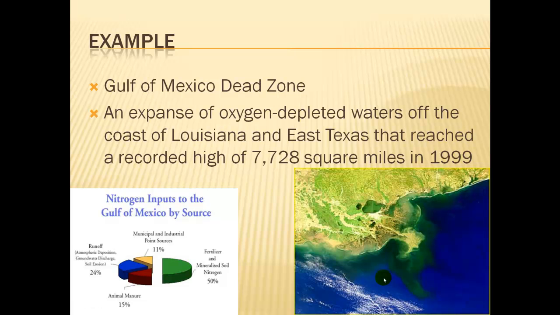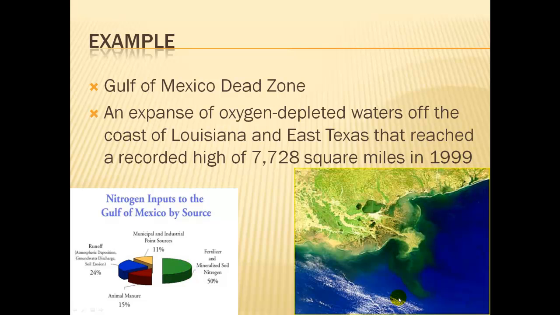Now every spring this occurs. It depends on how much rainfall and how much snowfall you have that winter in terms of the size of the hypoxic zone. But in 1999, this thing was nearly 8,000 square miles big. Where's the primary input of that? It's from fertilizer and mineralized soil nitrogen, and of course animal manure, which is related to that.